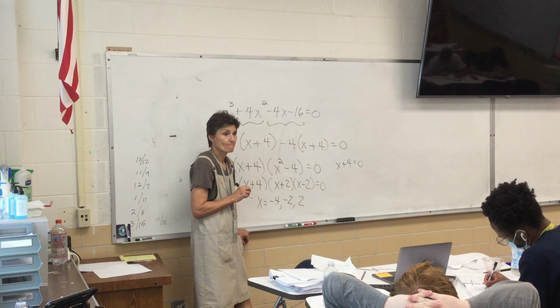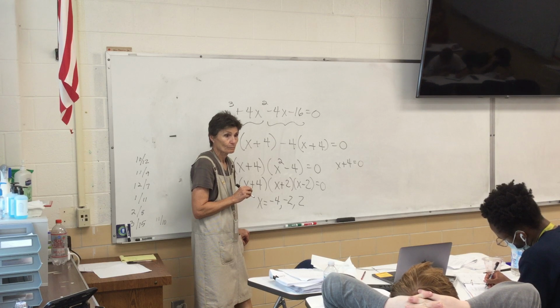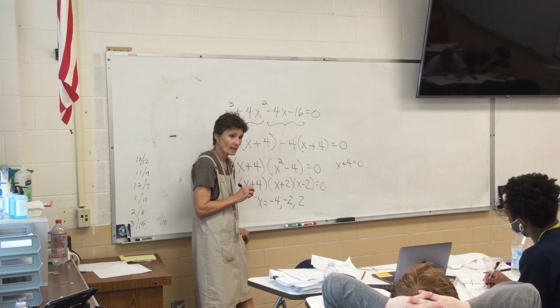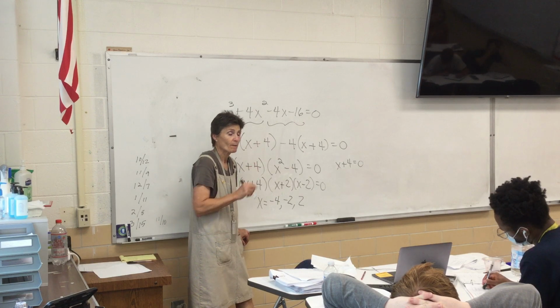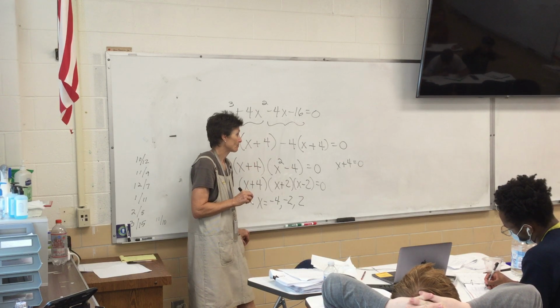Can't you just put x squared plus 4 equals 0, and then subtract 4, and square root both sides? Yep. As long as you remember plus or minus. Yep.